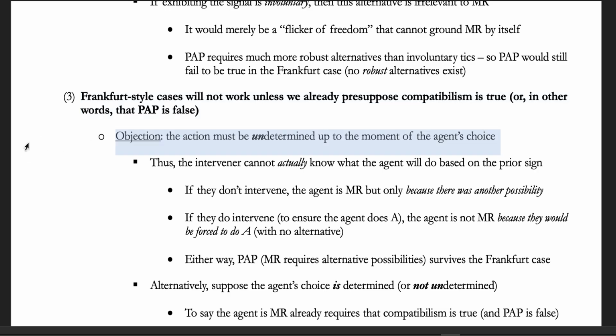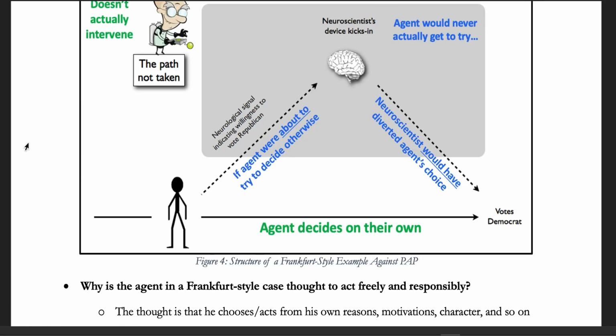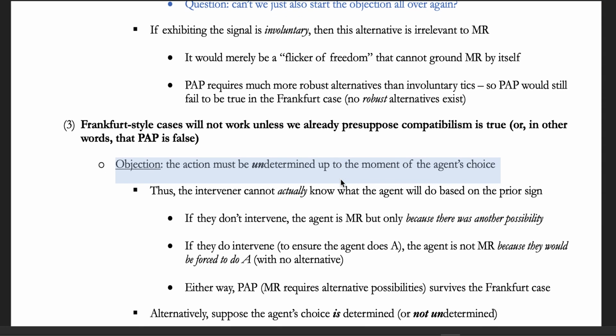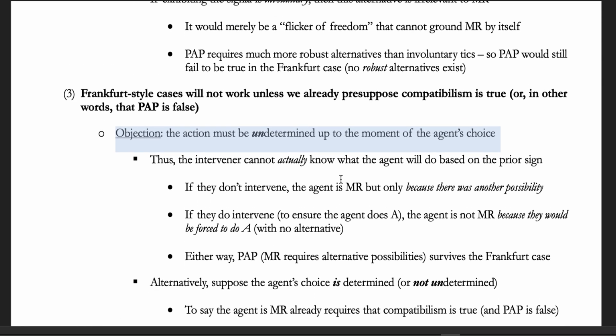Okay, why does it say that? The objection goes, look, this action, up until the moment of choice, the choice that gets made right here, has to be undetermined. Whether or not you do A, whether or not the agent votes Democrat, that cannot be determined. It has to be undetermined up to the moment of choice.